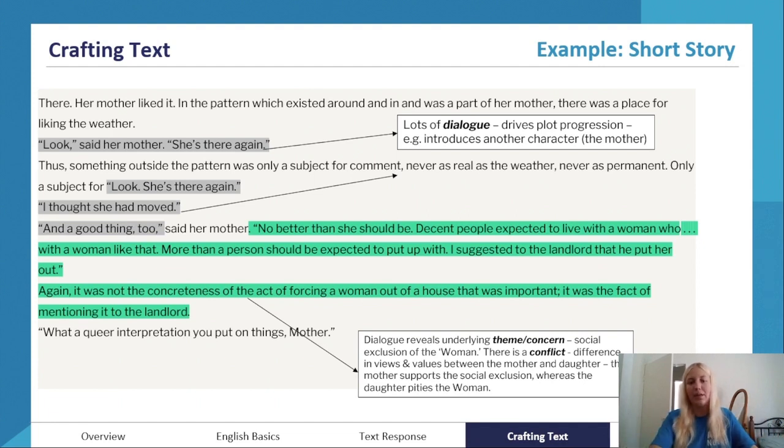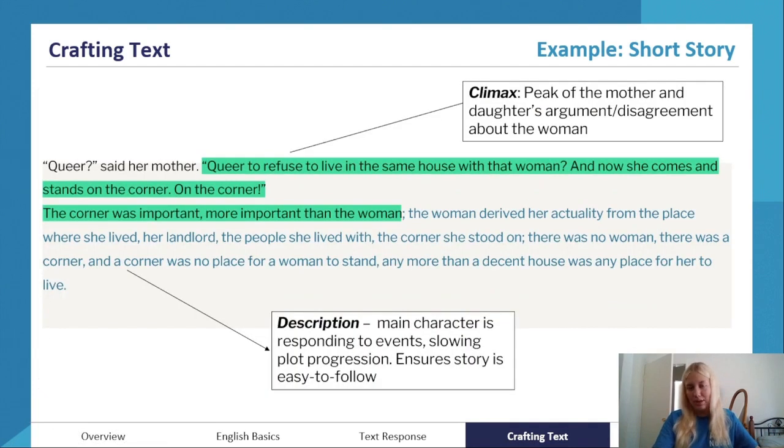Okay, so we see, thus, imagining that this is about belonging, how it has been depicted, and it has been depicted through a conflict, that there is a clear difference in perception between the mother and the daughter when it comes to this social exclusion of the woman. That's what relays the framework of belonging in this short story and how it's been constructed.